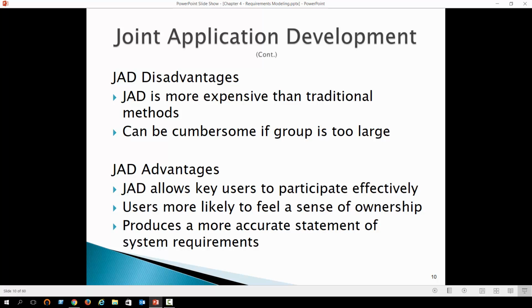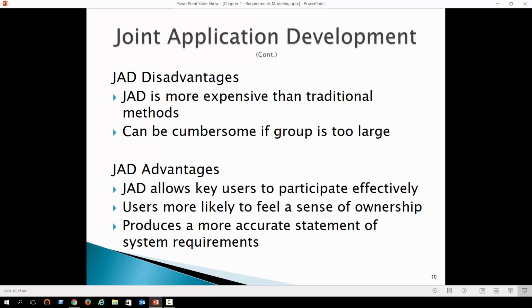So advantages though, it allows key users to participate effectively. The key users are the people who are going to put the data in, use the data that's coming out, be able to call up the system when a customer's on the phone to find out where their order is, why it's taken so long, what their order history is. Well, how many did I order last time? That kind of stuff. Users are more likely to feel a sense of ownership. Yeah, that's what I'm talking about by getting them involved. They become owners of the project.